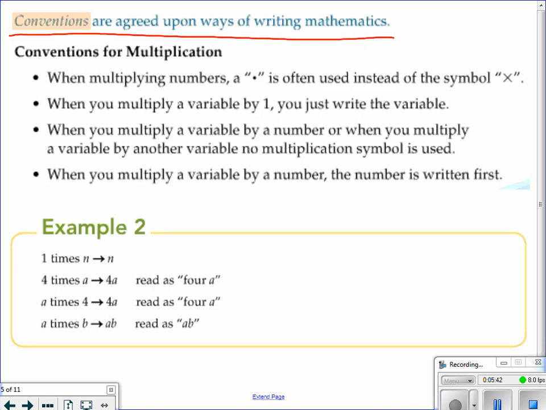When you multiply a variable by 1, you just write the variable. Okay, and we'll talk more about that in a bit. The third one here, when you multiply a variable by a number, or when you multiply a variable by another variable, no multiplication symbol is used. Okay, you don't have to do that. And then the last one, also a big one. When you multiply a variable by a number, the number is written first. So if you look at the examples in example 2 here, those are conventions for writing things involving multiplication.